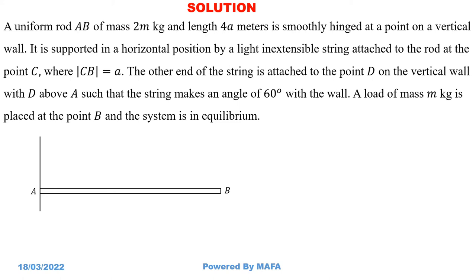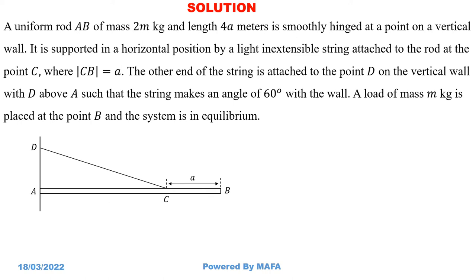Now it is supported in a horizontal position by a light inextensible string that is attached to the rod at the point C, where the distance from B to C is a meters. Now the other end of the string is attached to the point D on the vertical wall. That's the point D which has been indicated, where D is above A. So perfectly we have seen that this is how the diagram is supposed to look.